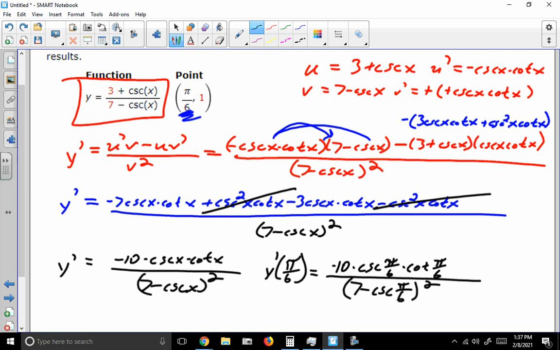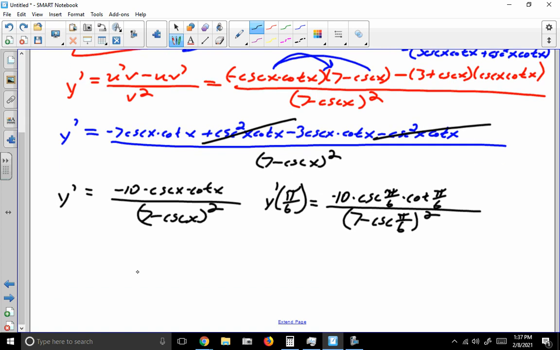So everywhere we have an x, put a pi over 6. And then we have to ask ourselves, well, what are these values? So if we think about a unit circle, pi over 6, that's 30 degrees. At 30 degrees, our ordered pair is √3/2, 1/2.